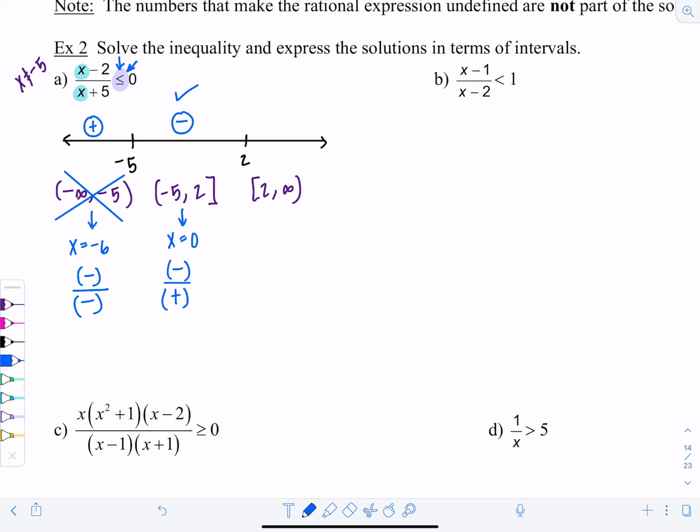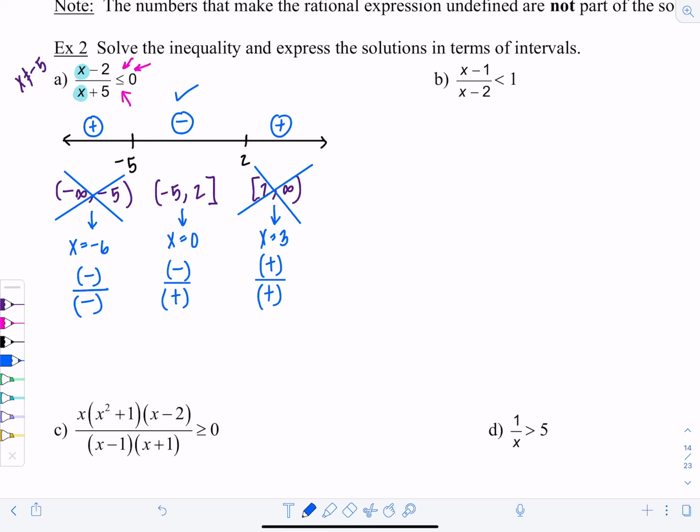Lastly is the interval from 2 to infinity. What should we test with? 3? Wonderful. So 3 minus 2, that's positive. 3 plus 5, that's also positive. A positive divided by a positive is positive. Does that work? Remember, our inequality, we want values that are less than or equal to 0. So positive numbers are not less than or equal to 0. So this does not work.